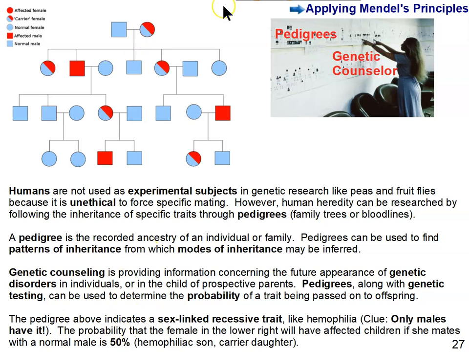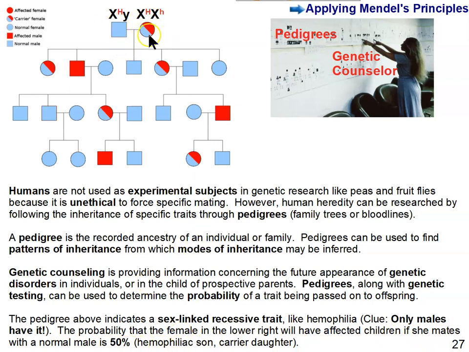The pedigree above here indicates a sex-linked recessive trait. Your clue is that only males fully have that trait. Females can carry it, but they don't show that trait. Only males are showing the trait, and that's your clue that you're dealing with a sex-linked trait. Once we realize it's a sex-linked trait, then we can assign genotypes to the individuals here. What I'm asking about specifically is the probability that a female in the lower right, this one, will have affected children if she mates with a normal male.